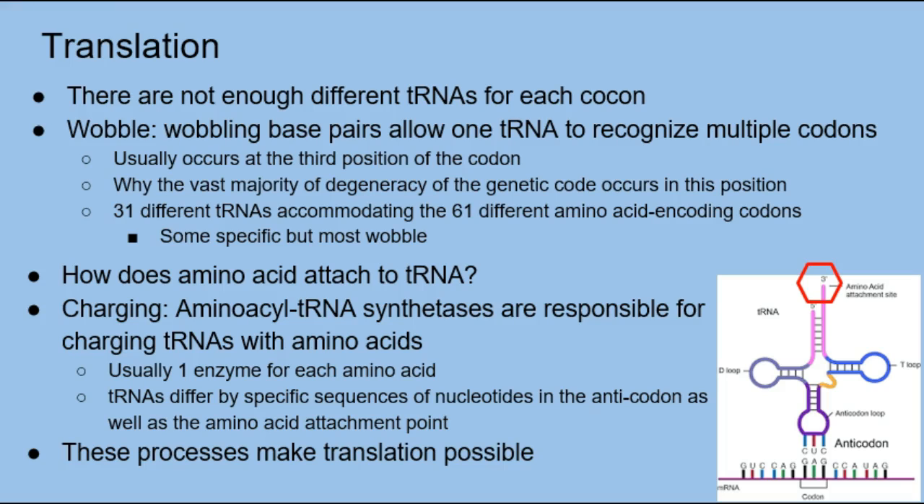So how do amino acids attach to each tRNA? Well, tRNA charging is done by aminoacyl tRNA synthetases that are responsible for charging tRNAs with amino acids. There's usually 1 enzyme for each amino acid, and tRNAs differ by the specific sequences of nucleotides in the anticodon region as well as the amino acid attachment point. So these different processes make translation possible.